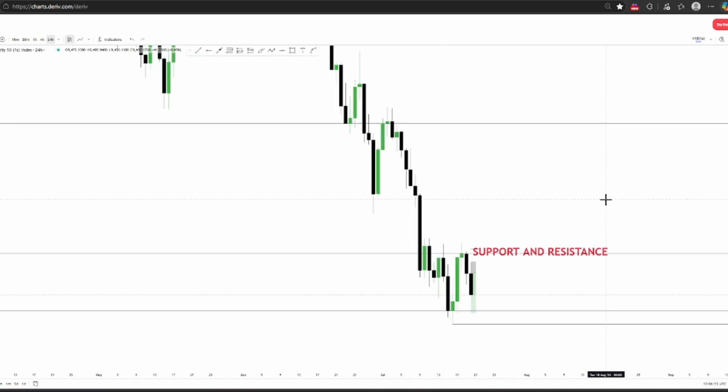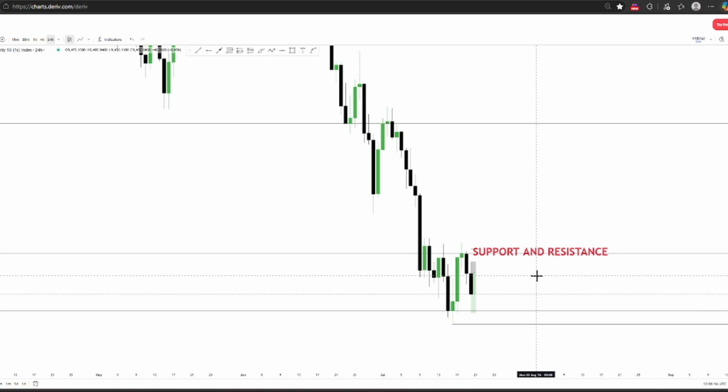Now, the more touches on the zone, on the resistance or support, the stronger the zone. If you have more touches on that zone, like on this resistance, more than 2, the more touches, the stronger that zone is. Now, when you're selling, you're taking profits at the nearest support. And when you're buying, you're taking profits at your nearest resistance.